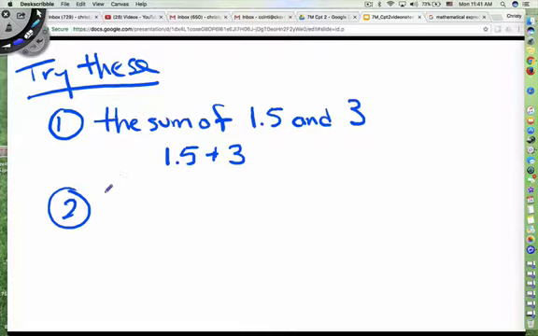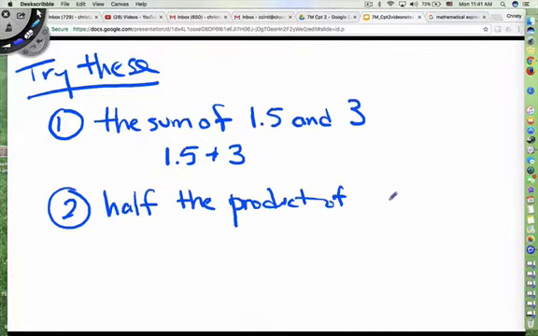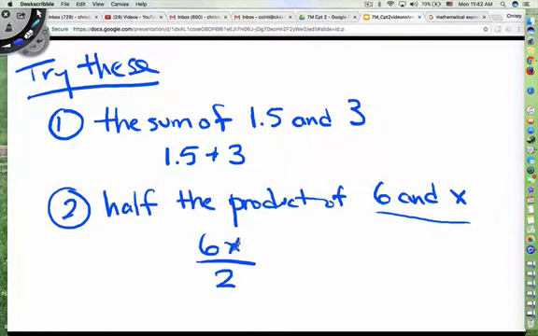or you can do, let's try half the product of 6 and x. So product of 6 and x, so 6x, and it's half of that, so divided by 2. That would be what you would write.